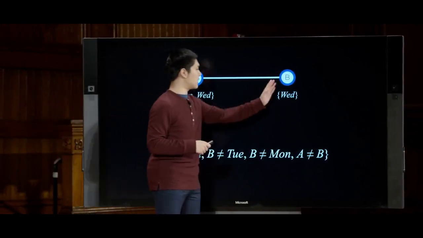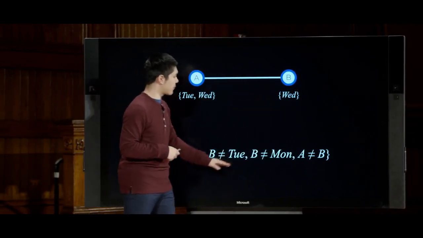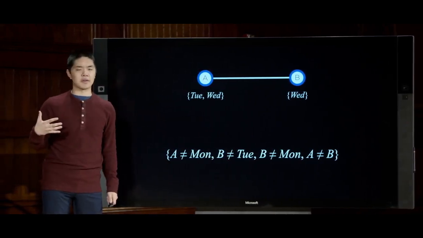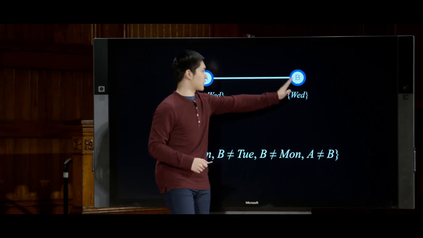And we also said that B's domain only consists of Wednesday, because we know that B does not equal Tuesday, and also B does not equal Monday. So now let's begin to consider arc consistency. Let's try and make A arc consistent with B.